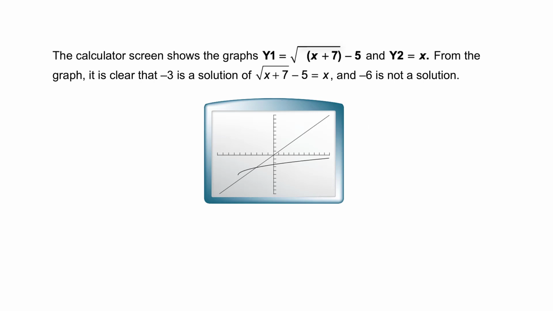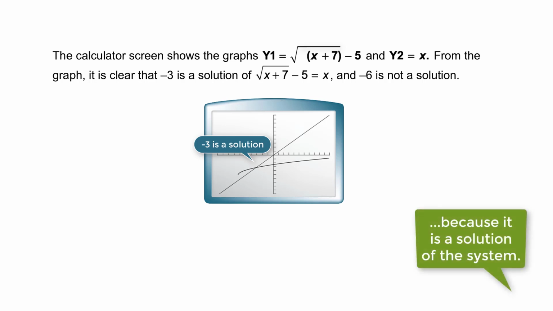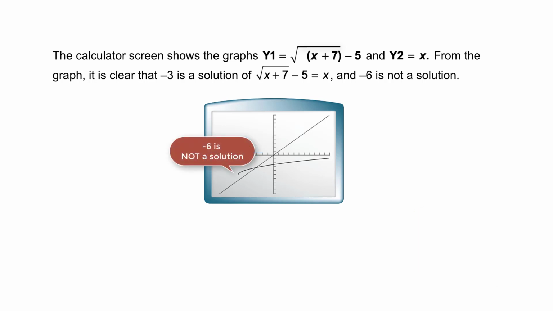The calculator screen shows the graphs of y1 equals the square root of x plus 7 minus 5, and y2 equals x. From the graph, it's clear that negative 3 is a solution of the square root of x plus 7 minus 5 equals x, and negative 6 is not a solution.